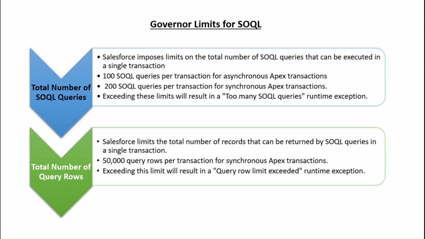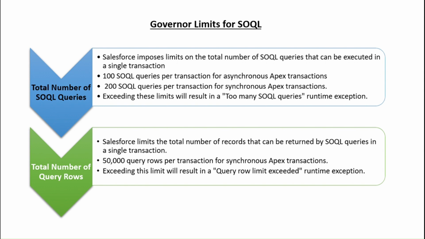If we do more than 200 SOQL queries, then we get an error message: too many SOQL queries. So see here, too many SOQL queries. Exceeding these limits will result in a too many SOQL queries runtime exception. You will get that error.